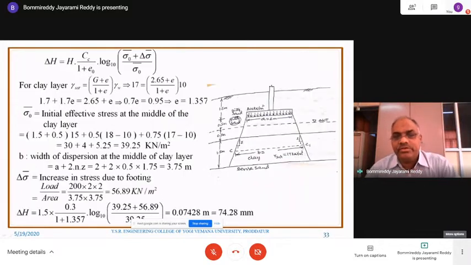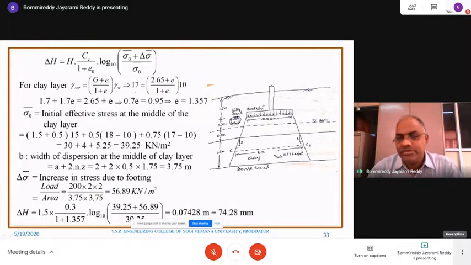Once you understood the question, this is the formula, write the formula. In this, what is the H value? That is known. H is nothing but, you see the last one, 1.5 meters. And Cc is also known: Cc is 0.3, given along with the problem. And E naught, the initial void ratio, is not given in the problem. What you do? Based on the information, gamma saturated equals G plus E by 1 plus E times gamma W.